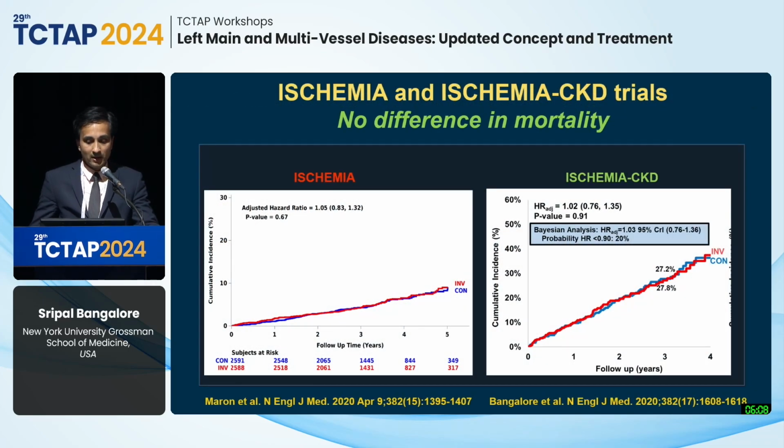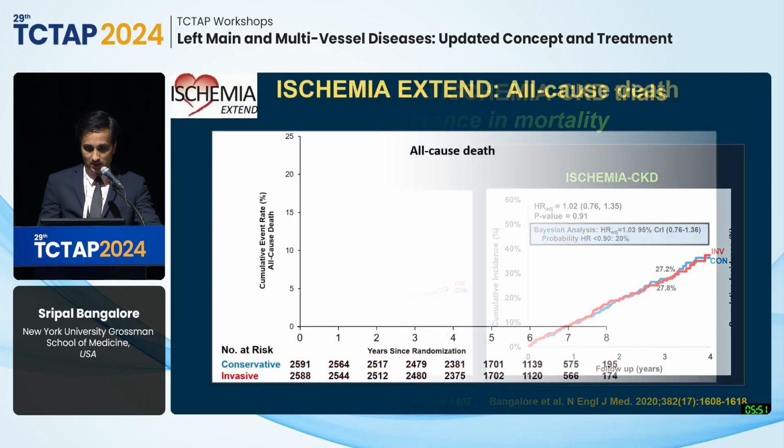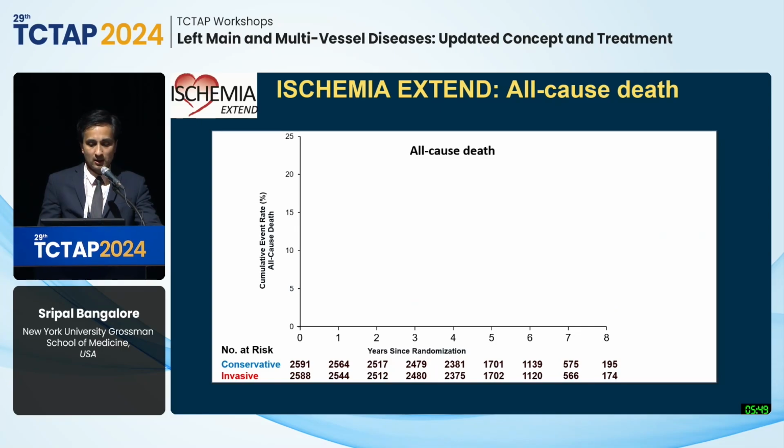In terms of survival, these are the results for the overall ISCHEMIA trial, both ISCHEMIA and ISCHEMIA-CKD, invasive versus conservative strategy for the endpoint of all-cause mortality: no significant difference between the two groups. And in fact, the curves are superimposed. There is not much difference for the primary results.